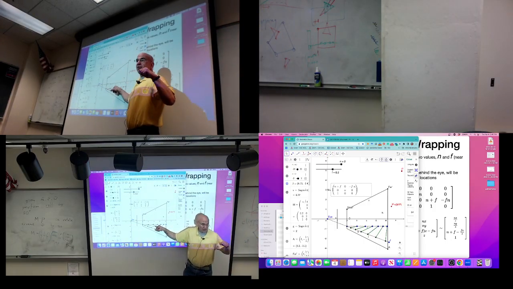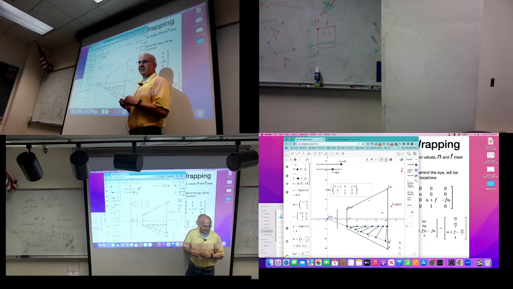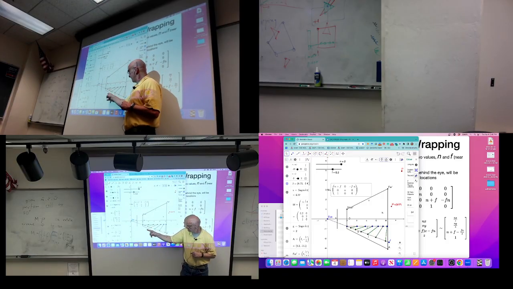But I want to only look at the z-values. I don't want to look at the x and y. So these only compare pixels over here, and that's what this matrix is doing. So what will be the properties?